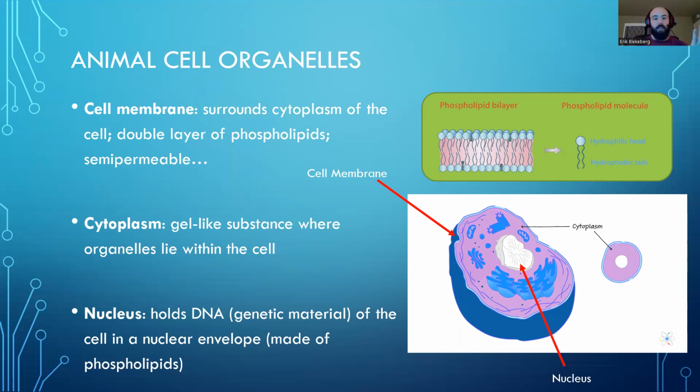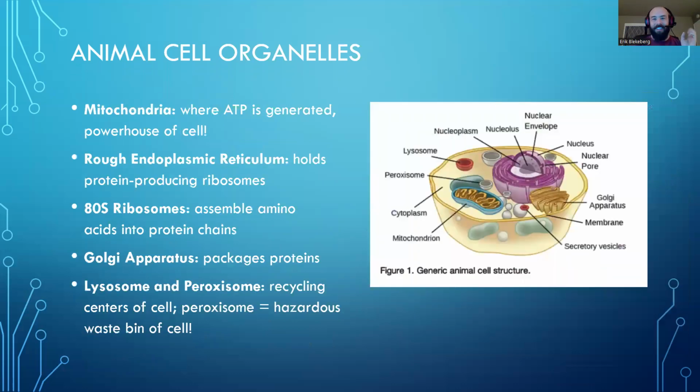Now, the other organelles, some of them you're going to remember. What is the function of the mitochondria? It's the powerhouse of the cell. Correct. This is where ATP is generated. There's the rough endoplasmic reticulum. This is going to hold protein-producing ribosomes. There is also a smooth endoplasmic reticulum. It just doesn't have ribosomes on it.